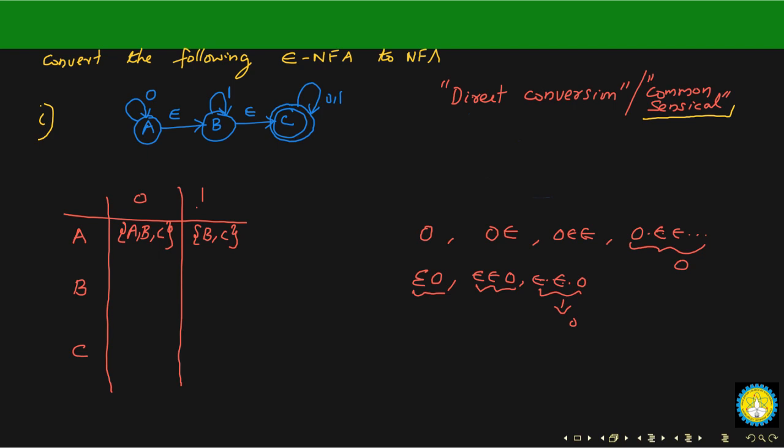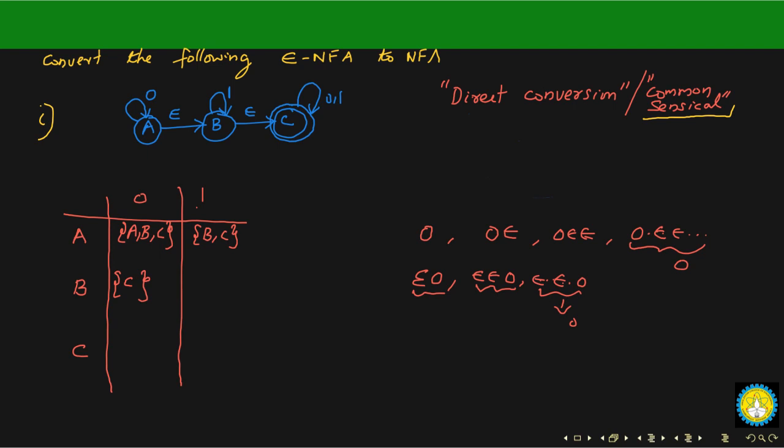The very same way, we can also look at the transitions on B. If you look at B on 0, there is no direct transition of B on 0, but look at here, epsilon 0. Epsilon 0 is nothing but 0. So epsilon 0 gets me to C. So C is going to be a valid transition. If I'm getting a 0 on B, that means epsilon 0, I can get to C, right? And is there any other way? No, there's nothing more. So C is the only state I can reach from B upon getting a 0.